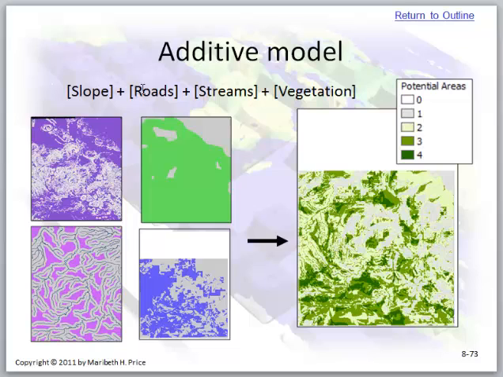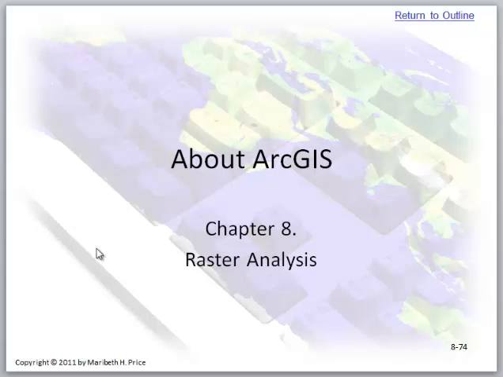The additive model, slope plus roads plus streams plus vegetation, gives us an adding of the values, getting a 0 through 4. And now getting to specifically ArcGIS, Chapter 8, Raster Analysis.